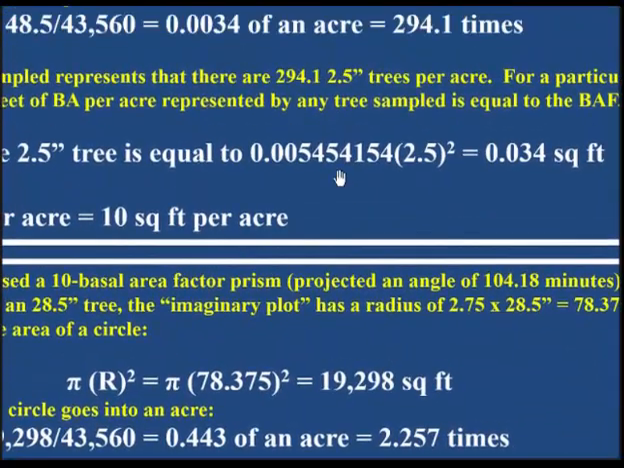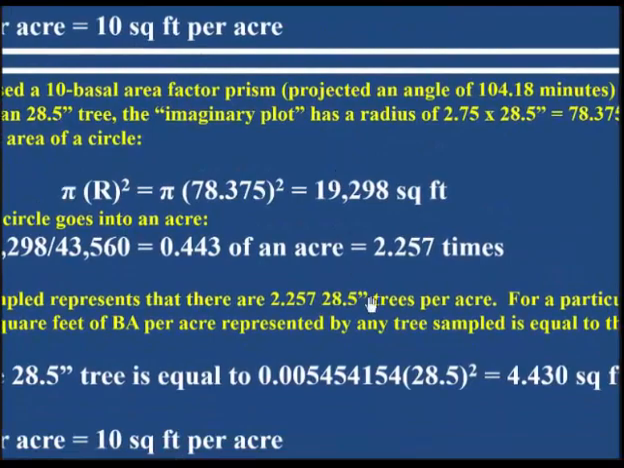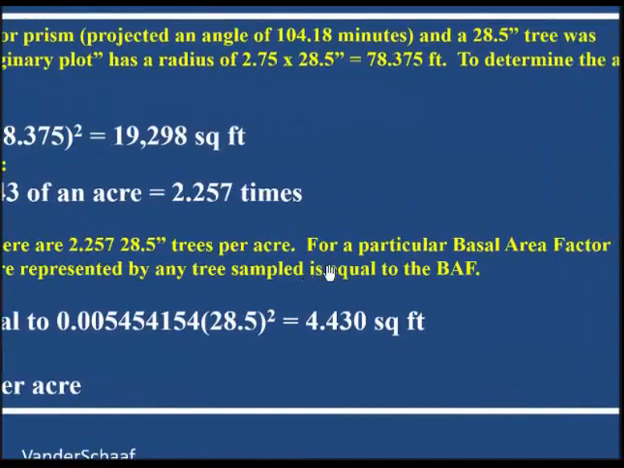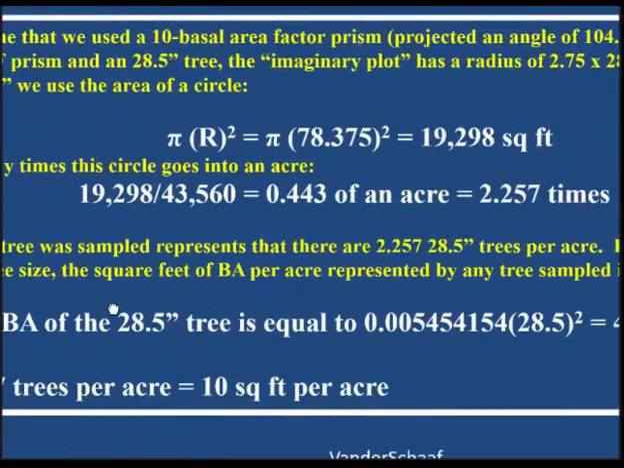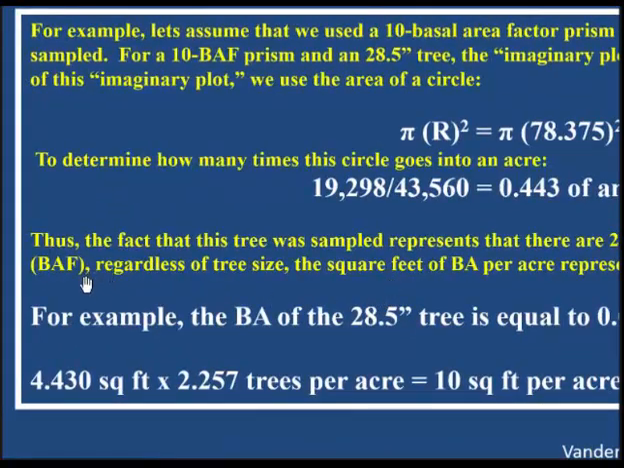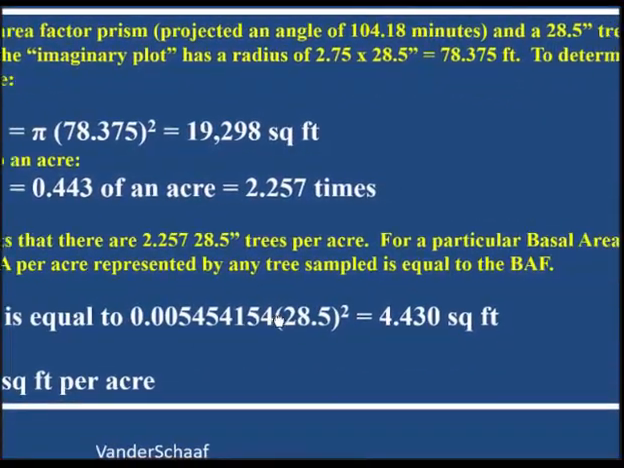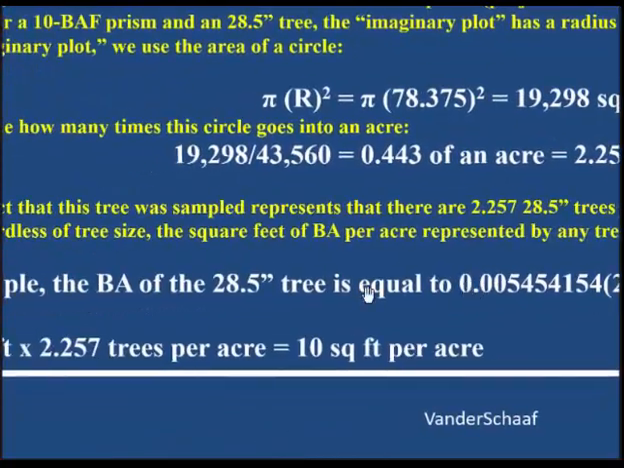So the fact that we sampled one there leads us to infer, okay, may not necessarily be true, but leads us to infer there's a lot of them out there. So we have a smaller expansion blow-up factor with this larger tree. For a particular basal area factor, in this case 10 BAF, regardless of tree size, the square feet of basal area per acre represented by any tree sampled is equal to the BAF.